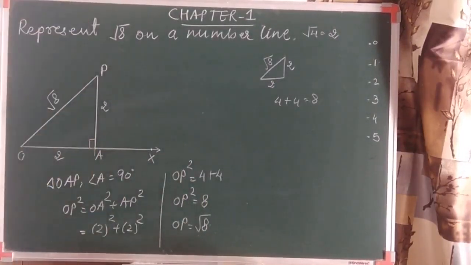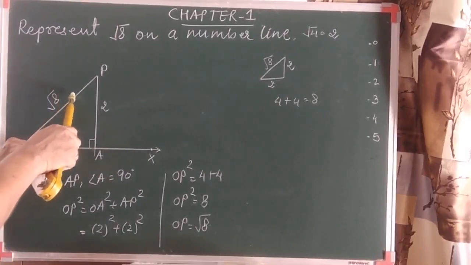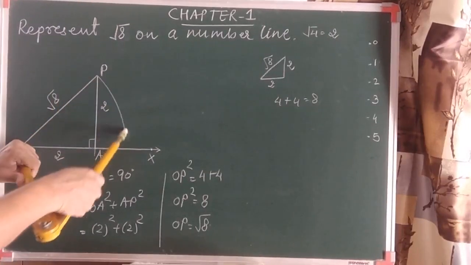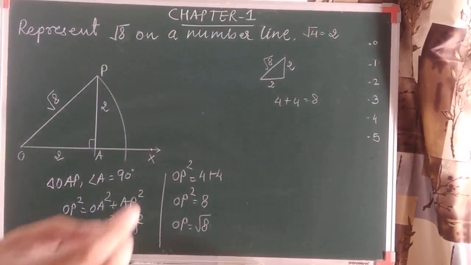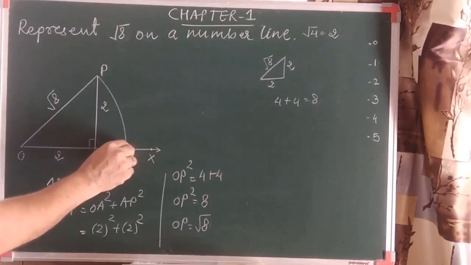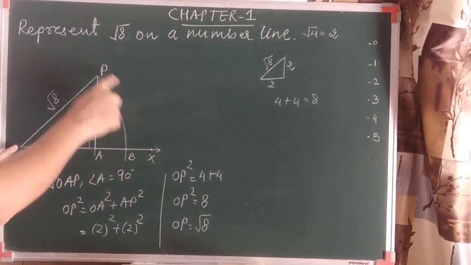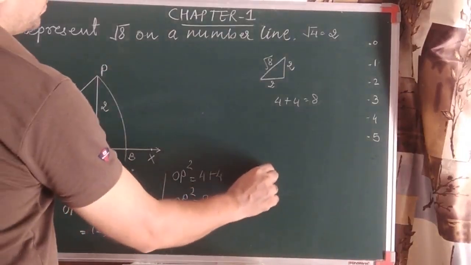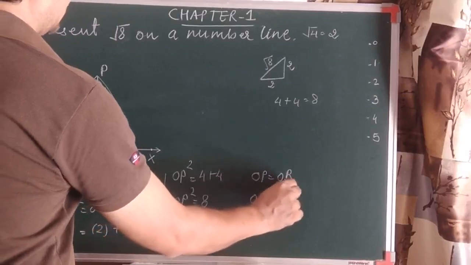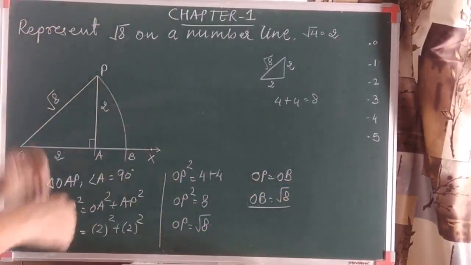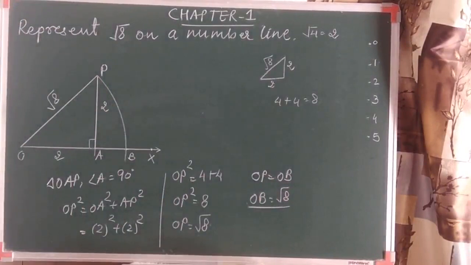Now what I'll do is take this length of the radius OP, which is equal to root 8, and draw an arc. It intersects OX at a certain point, and that point is named B. So we know that OB and OP are the same. So OP is equal to OB, so we can say that OB is equal to root 8, which I wanted to represent on a number line. This is also the easiest way to get it.